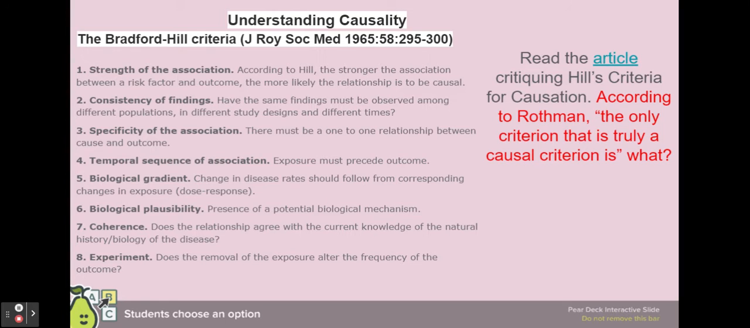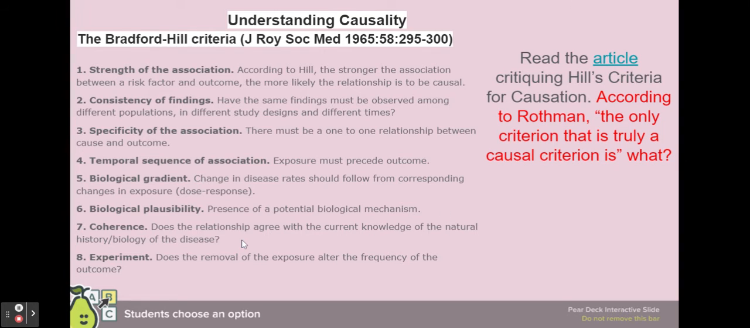Biological gradient. Changes in disease rate should follow from corresponding changes in exposure. So kind of like a dose response. More smoking causes higher rates of lung cancer. Even more smoking than that causes even higher rates. So basically there has to be a gradient, corresponding changes in exposure, sort of like a dose response. Biological plausibility. Presence of potential biological mechanisms. What exactly is happening in the body to cause that effect?